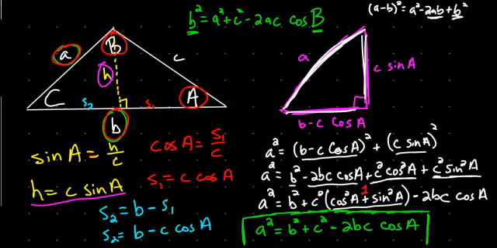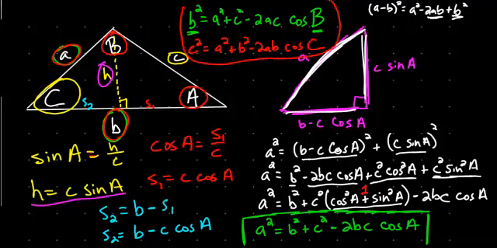We also, if we would have started with c, we would have got c squared equals a squared plus b squared minus 2ab cosine of c. Since I started with the side c, I get that opposite angle over there in the cosine. Okay? So here's our three expressions for the law of cosines.